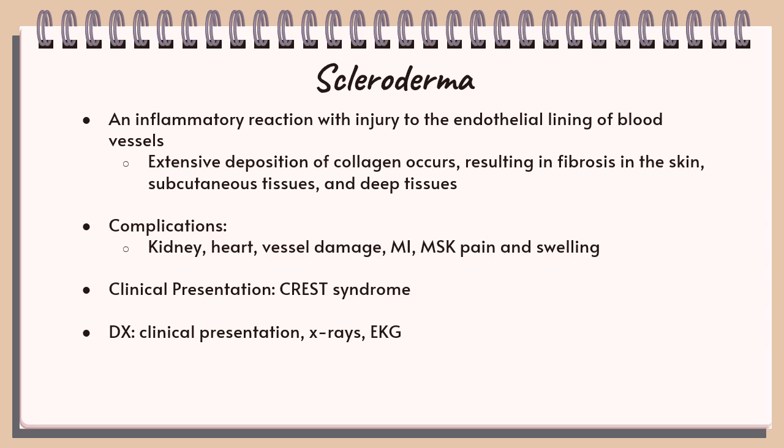Any complications are going to arise with whatever organs are affected, including kidneys, heart, whatever vessels are involved, and they're going to have a lot of pain and swelling in their musculoskeletal system. They're at higher risk for an MI, which is a heart attack, because of that fibrotic tissue. The heart can't pump as it should, and you're also blocking off a lot of those vessels, causing ischemia, which is lack of oxygen to the area, which is in turn what a heart attack is.